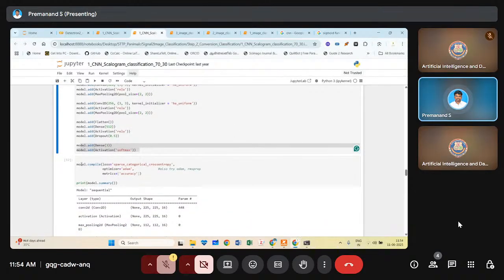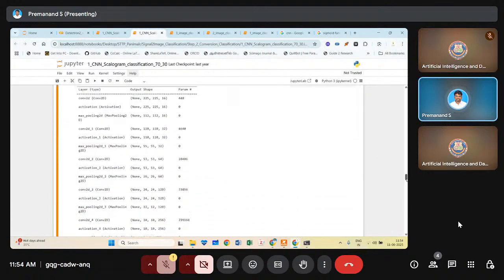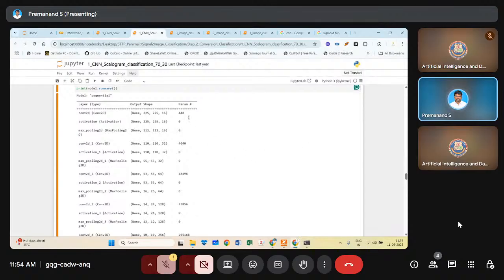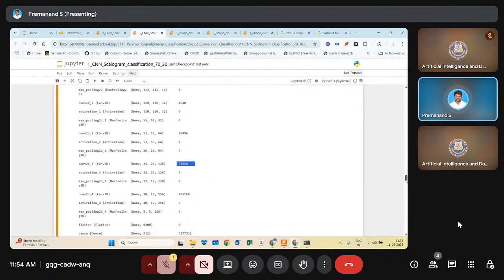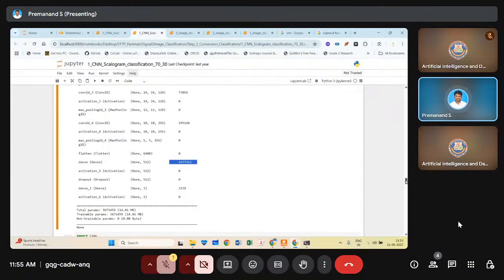After framing all that architecture, I'll be comparing it and seeing how many parameters I'm getting at each layer. By default, I have 448. At the end of the next layer I have 4,640, and because of the second layer I have 18,496, then 73,856, and here 2,95,168 and 32,77,312. So I'm including each layer. At the end of each layer, more parameters get extracted from the data set. So that's why we are using that many layers.